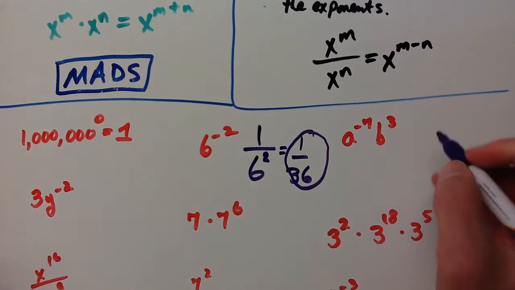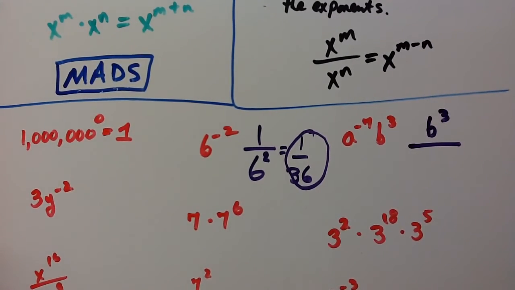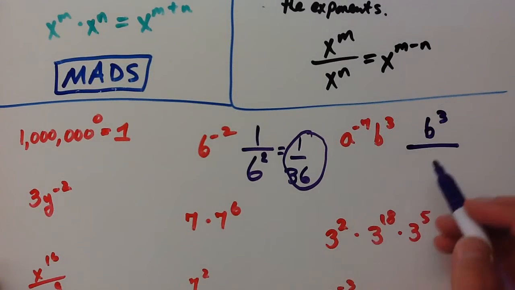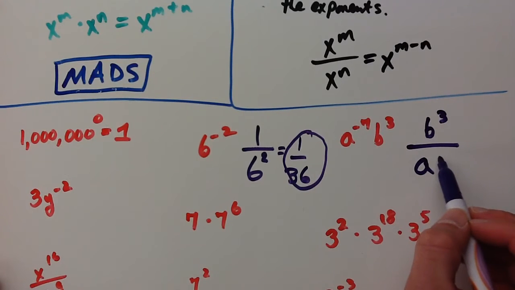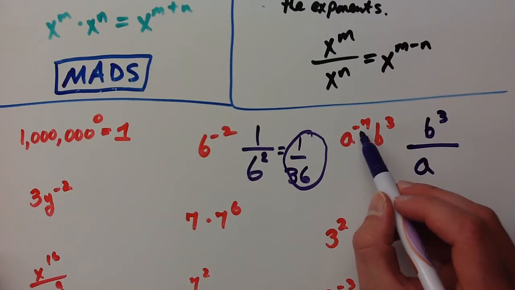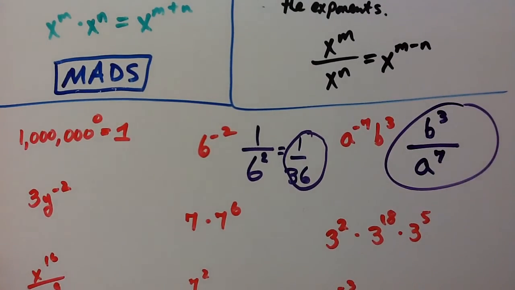So this b cubed will stay in the numerator. And in the denominator, what we're going to do is we're going to put the a not to the negative 7, because once it goes from the numerator to the denominator, it changes sign. So it goes from a negative to a positive. So b cubed over a to the 7th.